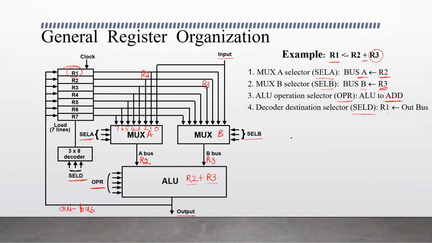So here, if you see the control inputs we have learned, they are SEL-A, SEL-B, OPR, and SEL-D. These are all generated by the control unit, correct? The control unit controls all these operations of transfer of information from registers to the ALU and from the ALU back to the destination register, and it also controls the operation that is performed by the ALU. All these selection inputs, SELA, SELB, OPR, and SELD, are generated by the control unit. This way the control unit controls the operations of this computer.